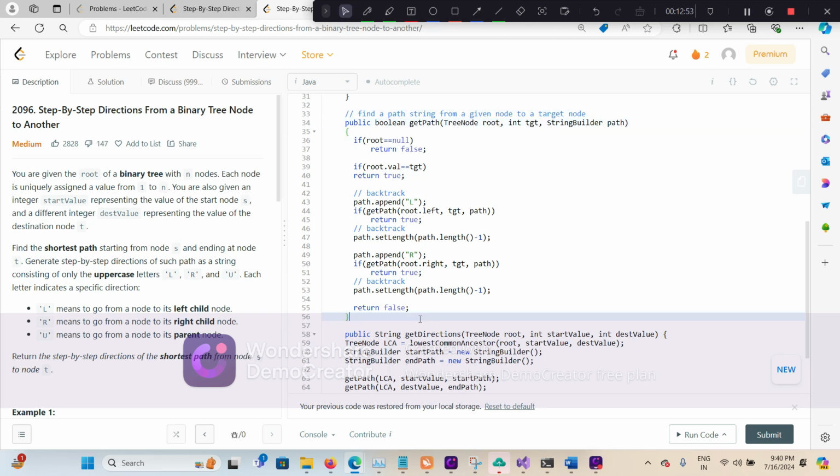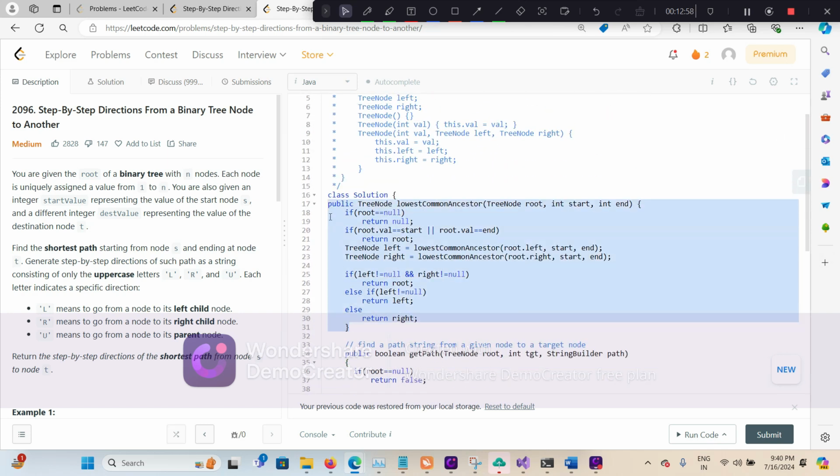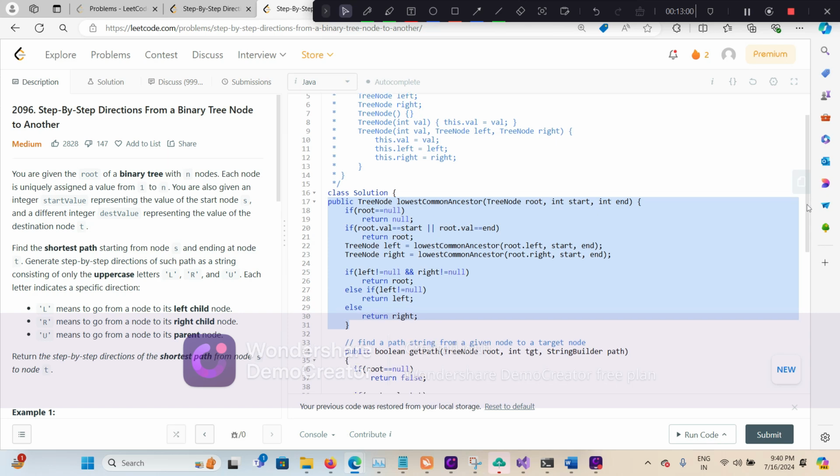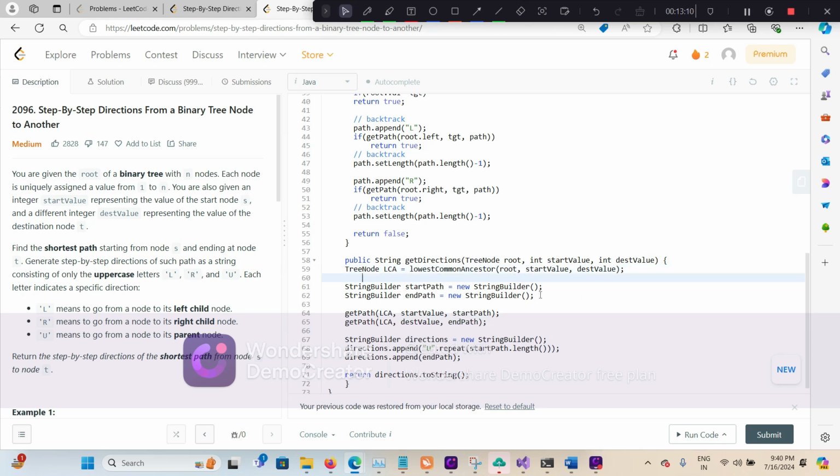Now we will use the lowest common ancestor method and this method. We go to the main method. First of all I am calculating the least common ancestor, with LCA indicating least common ancestor. Now I am creating two path variables, start path and end path, from the LCA. I call getPath for the start value first, then for the destination value, so that start path and end path hold those strings.